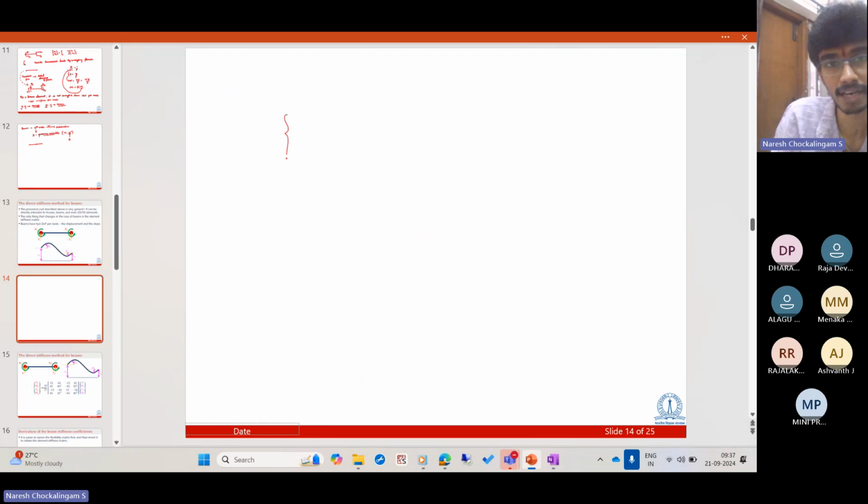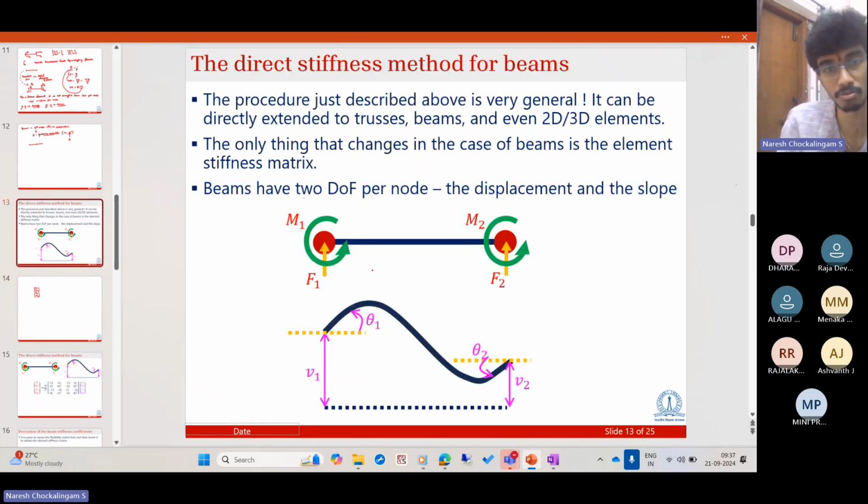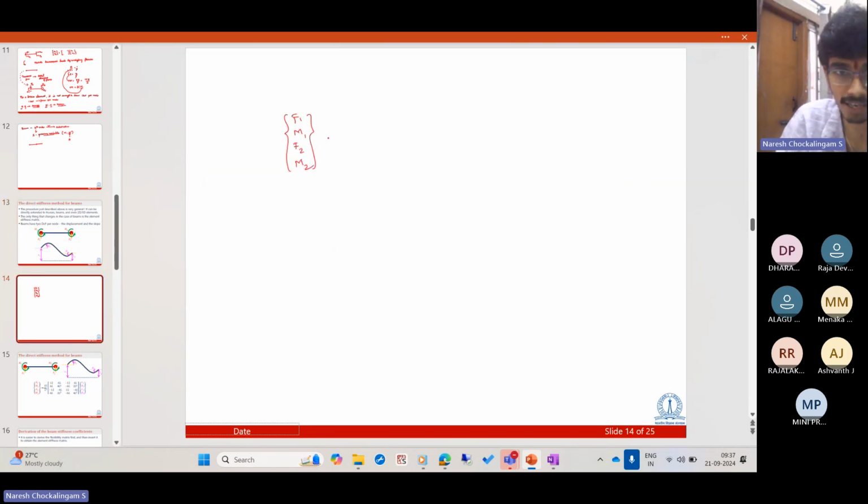So what we want is we have, say, F1, M1, F2, M2. These are the 4 degrees of freedom. The conventions you can note: F1 and F2 are positive upwards, and M1 and M2 are positive and taken in the counterclockwise direction. So these have to relate to some 4 unknowns, which are V1, θ1, V2, θ2.